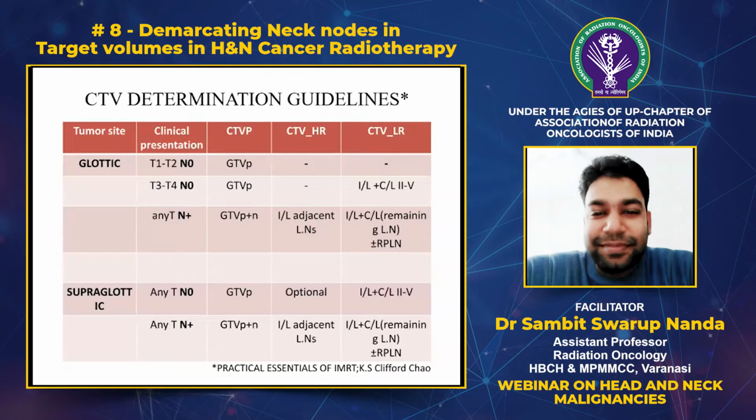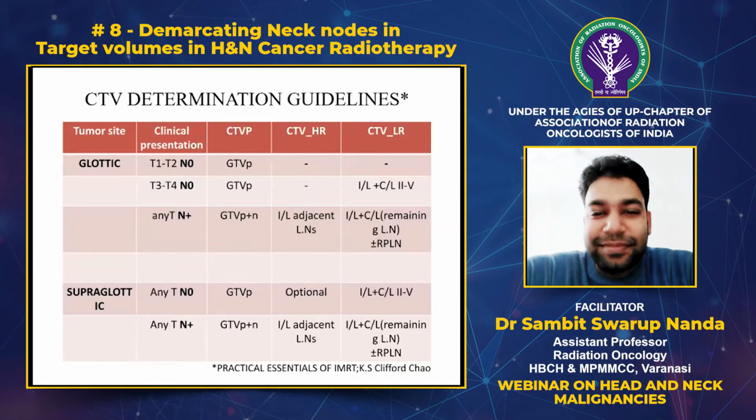As far as the supraglottic part is involved, for T-any N0, the lymph nodes are usually optional, but ipsilateral and contralateral level 2 to 4 can be taken into consideration for low risk CTV, for delivering around 50 to 54 gray. For T-any with N plus disease, the ipsilateral adjacent lymph node are to be taken into consideration, and the rest of the contralateral lymph node can be taken for the low risk CTV.